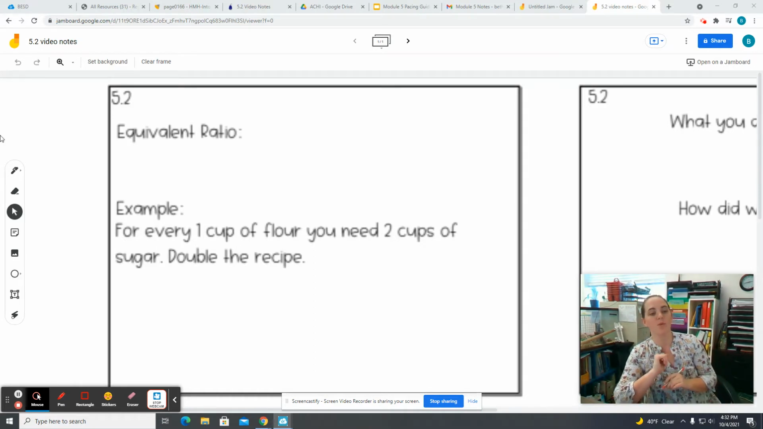Okay, first is an equivalent ratio. Also, before we begin, this is video notes, right? So make sure that you get a note page or your composition book, and you will be taking notes.